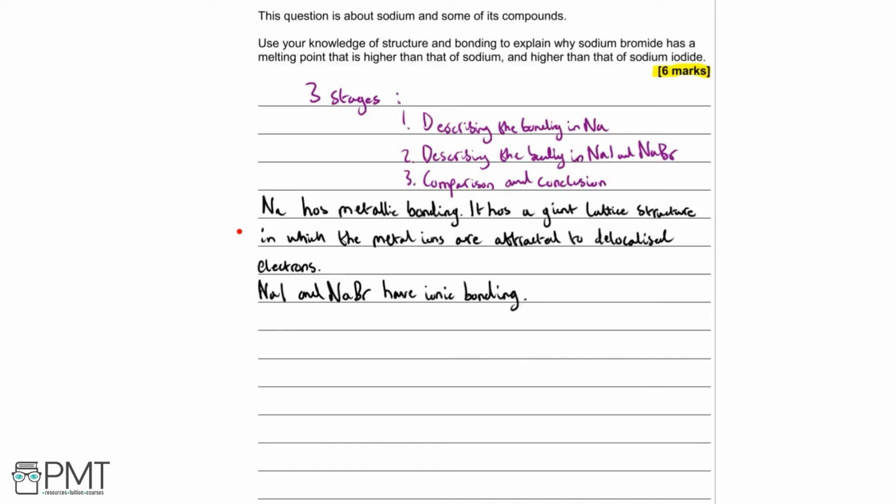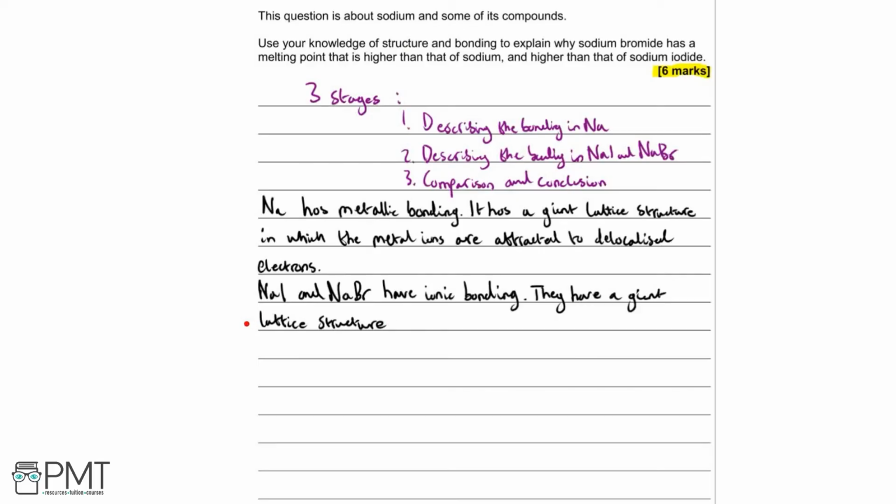So we stated the type of bonding. Next up, we want to state the structure. So they have a giant lattice structure as well. That's our second point for stage 2, stating the structure as well. As the question has asked to use knowledge of both structure and bonding, we want to make sure we're mentioning both in order to be able to give a complete explanation of these.